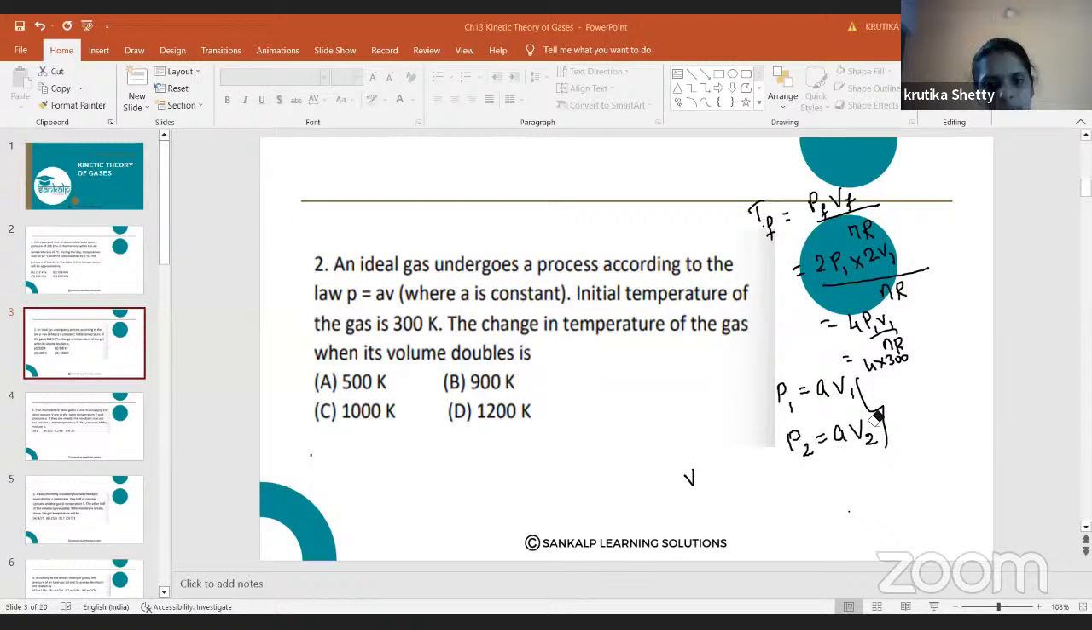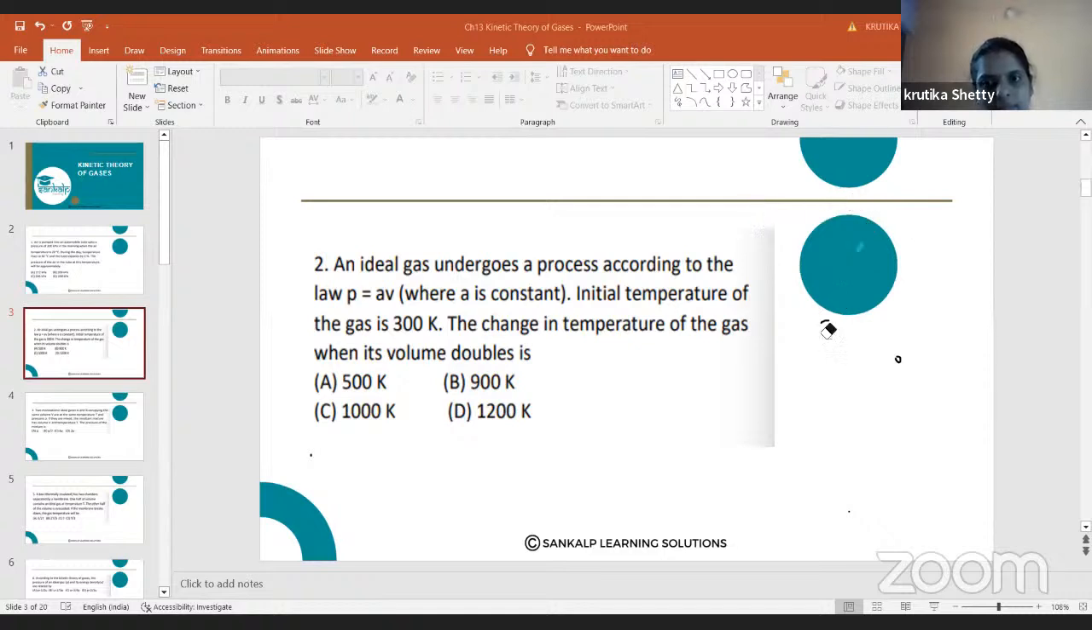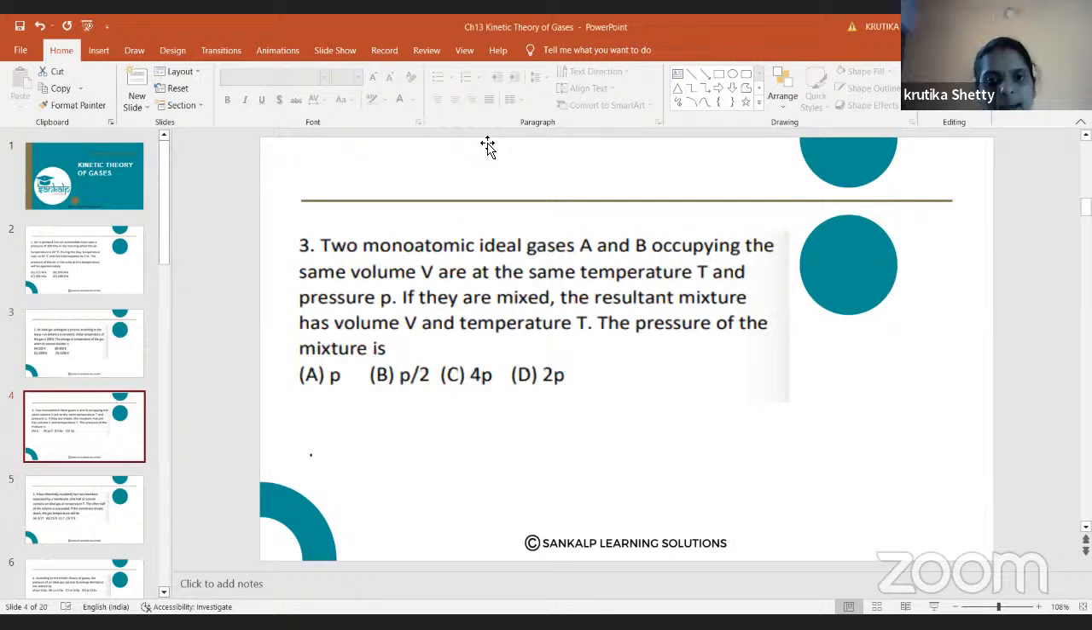So our next question is, two monoatomic ideal gases, A and B, occupying the same volume V, are at the same temperature. So here they are saying same volume and same temperature, and the pressure is also the same. If they are mixed, these two monoatomic ideal gases A and B, the resultant mixture has a volume V and temperature T. The pressure of the mixture is, what does the pressure become? It is 2P. Yes. Option D.